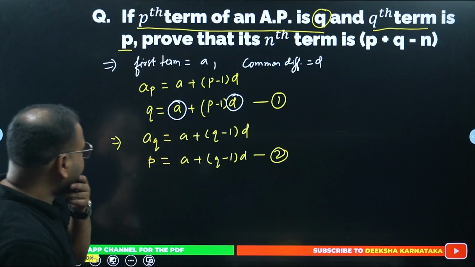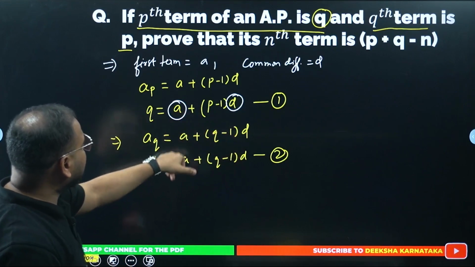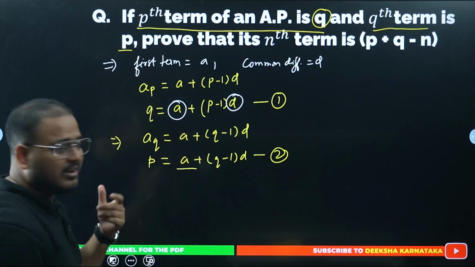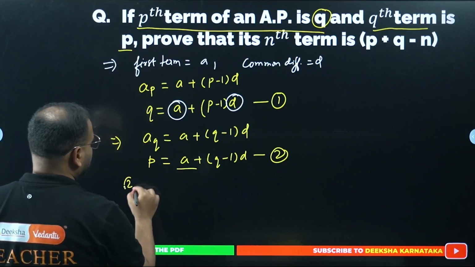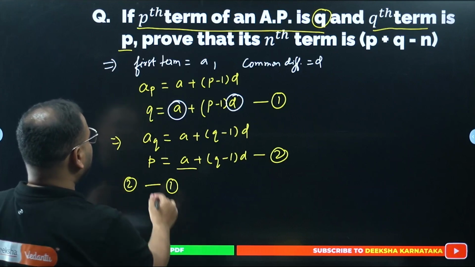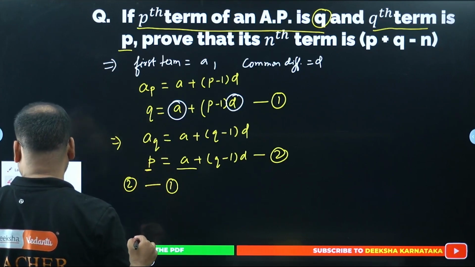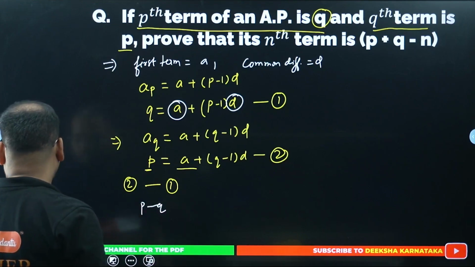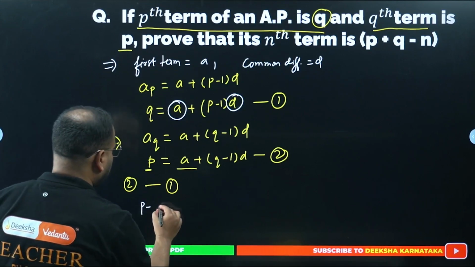So let's do 2 minus 1. Why are we doing 2 minus 1? To get rid of some things. If you subtract them, A and A will cancel, right? So I'll get rid of one of the variables. So let's do equation 2 minus equation 1. If I do that, I'll get P minus Q on the left hand side.